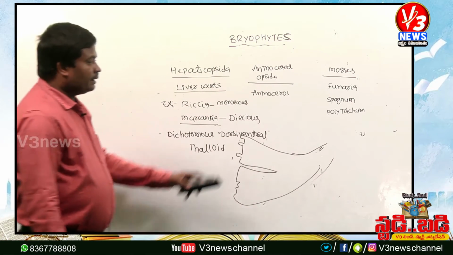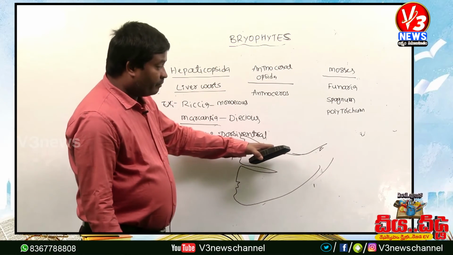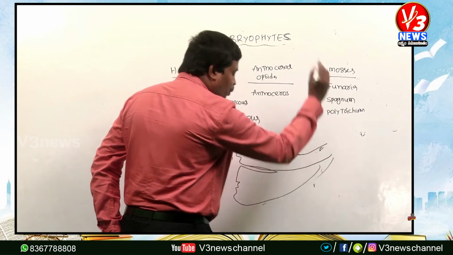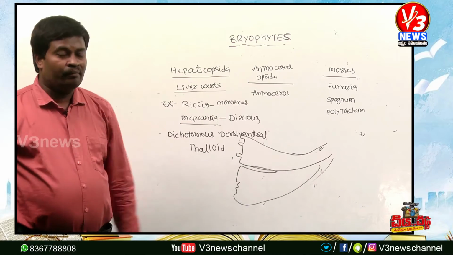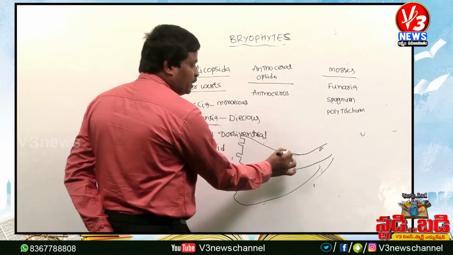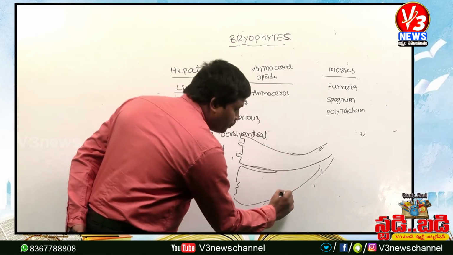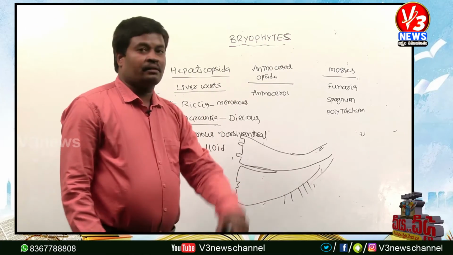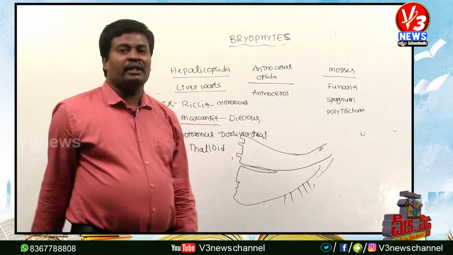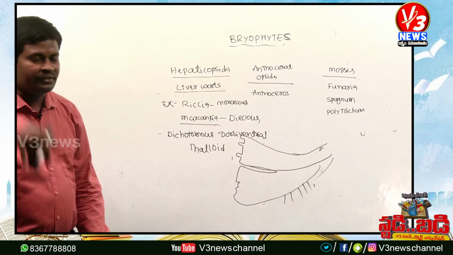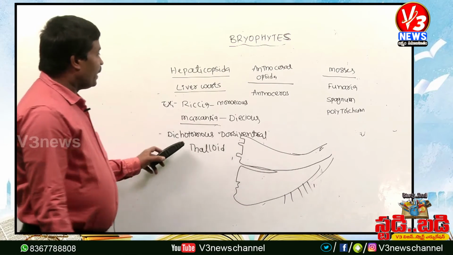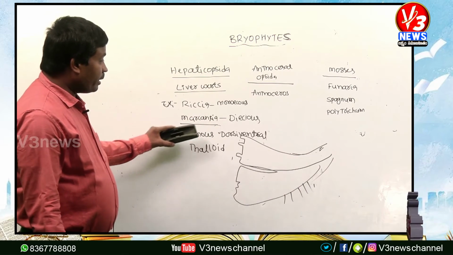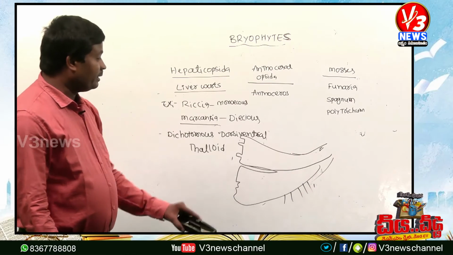Dichotomous means the leaf is differentiated into two rows. But dorsiventral means, in Marchantia, it is differentiated: this portion is called the dorsal, and this portion is called the ventral. The ventral side produces rhizoids. Rhizoids are not true roots. What is the use of them? They fix the plant into the soil. So Marchantia is a dioecious plant. Marchantia is a dichotomous dorsiventral thalloid.